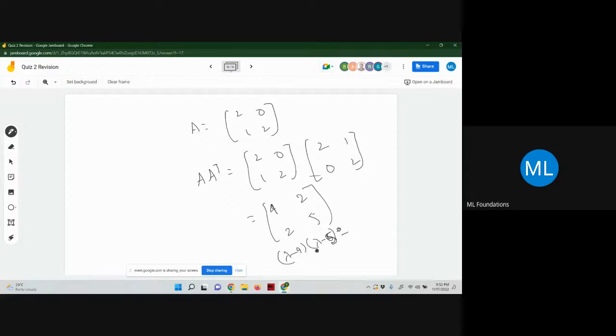Lambda minus 4 into lambda minus 5 minus 4 will be equal to 0, which will give you lambda square minus 9 lambda plus 20 minus 4 equal to 0. Lambda square minus 9 lambda plus 16 is equal to 0. You will not get the real roots. No, sir, it's 9 plus or minus under root 17 divided by 2. Those are both the values of lambda. I got the same. So these are the roots, right?